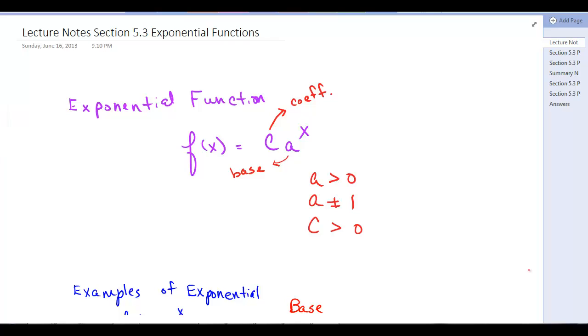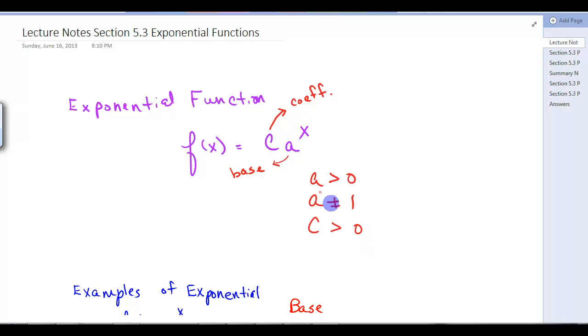This is section 5.3, and we're going to talk about exponential functions. This is different than what we have encountered before because now our variable x is the exponent. So this is a general form: f of x equals c a to the x. C is the coefficient that might be in front here. The base, a, is what's raised to the variable x.